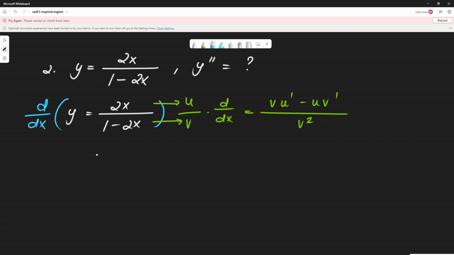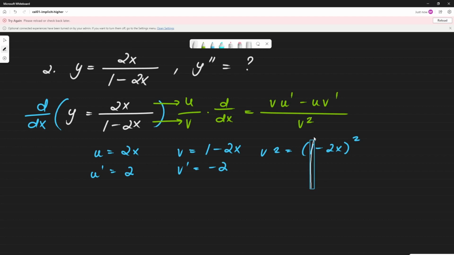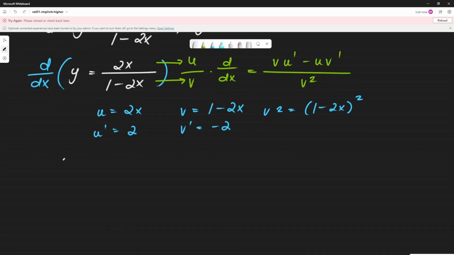So, we have u is equal to 2x. U prime is equal to, the derivative of 2x is simply 2. Then we have v is equal to 1 minus 2x. The v prime is equal to negative 2. And v squared is equal to, okay, so pag kinuha natin yan, lagay nyo lang ng squared yung buong expression. Okay? So, pwede na natin siya i-plug, no? So, we have y prime is equal to v, that is negative 2, u prime, that is 2, then minus u, that is 2x, tapos yung v prime natin is negative 2.